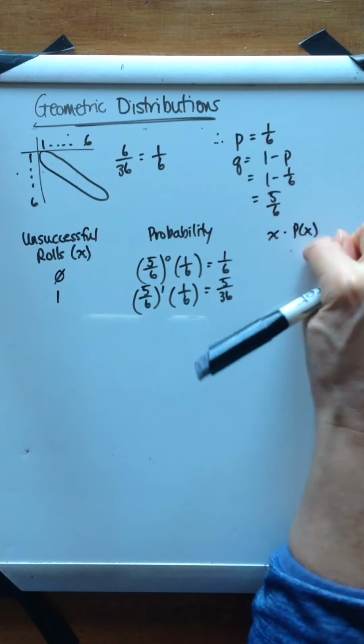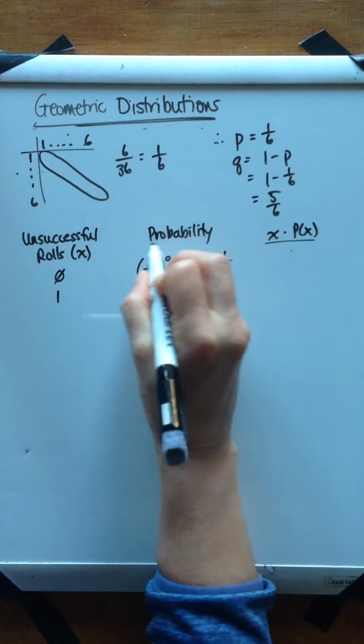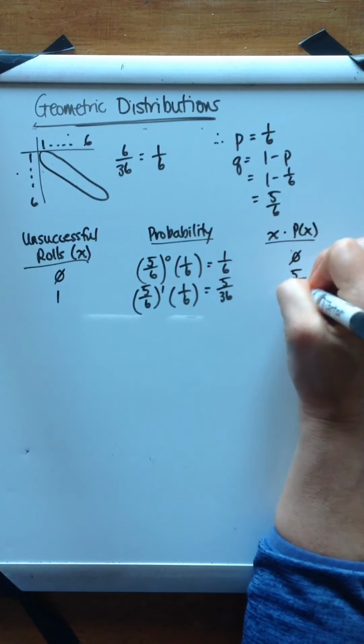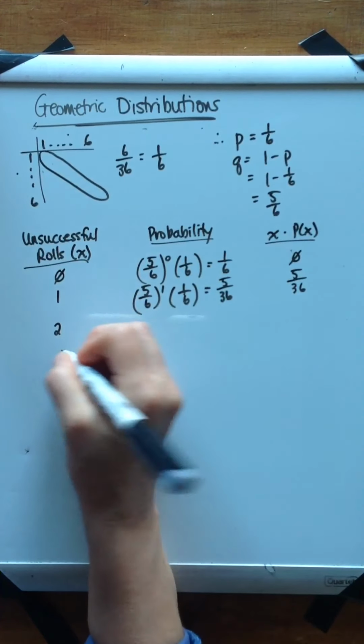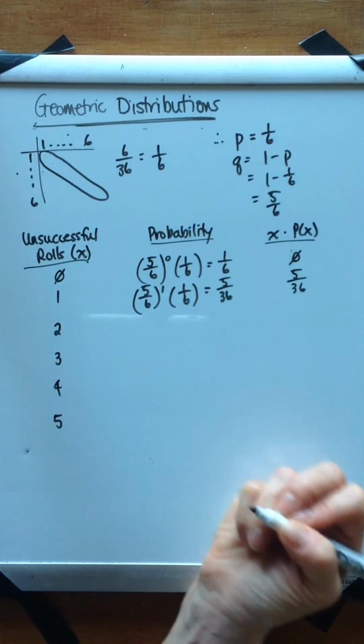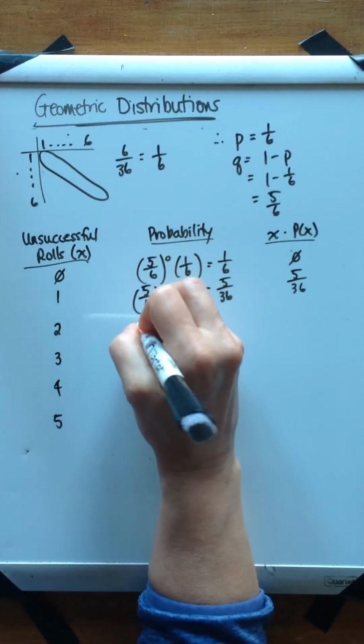And I'm going to go ahead and fill in this column as we go along here as well. X times p at x. So 0 times 6 would just simply be 0, and 1 times 5 out of 36 would be 5 out of 36. Let's do this a few more times until we get down to, let's say, 5 unsuccessful rolls. And you start to see a really great pattern develop.